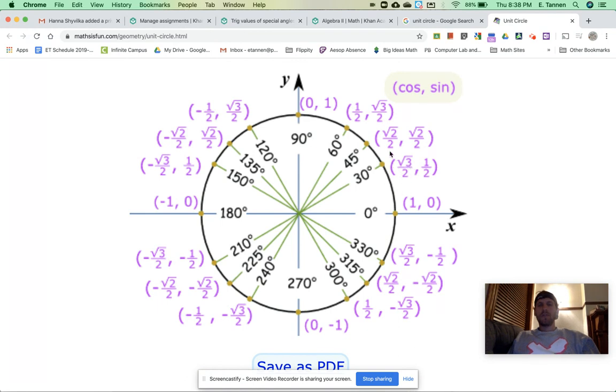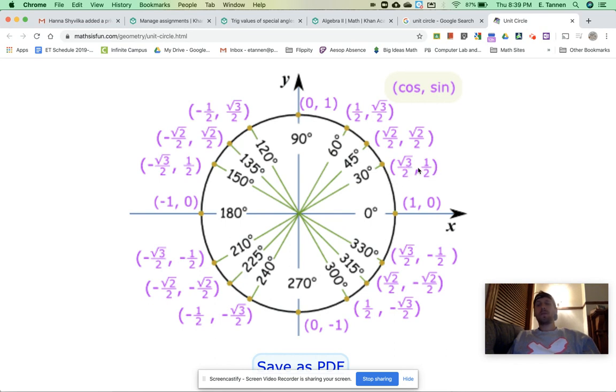There's only a few values that just show up repeated, right? 1 and 0 for 0, 90, 180, where in this case, the x value is the cosine, the y value is the sine. If you notice for 30, the cosine, the x value, is going to be larger than the sine value, the y value. So it's root 3 over 2, 1/2.